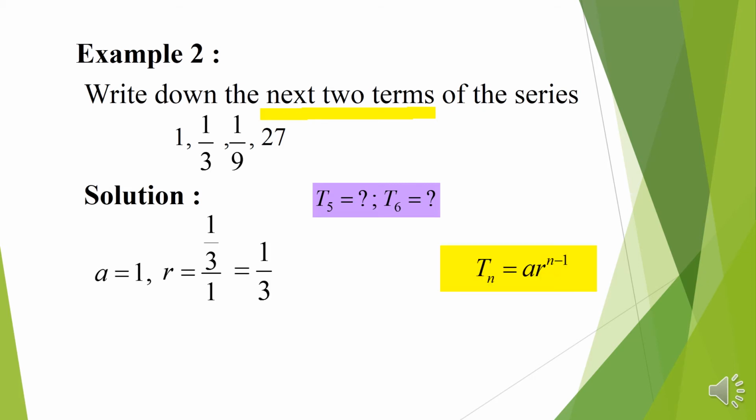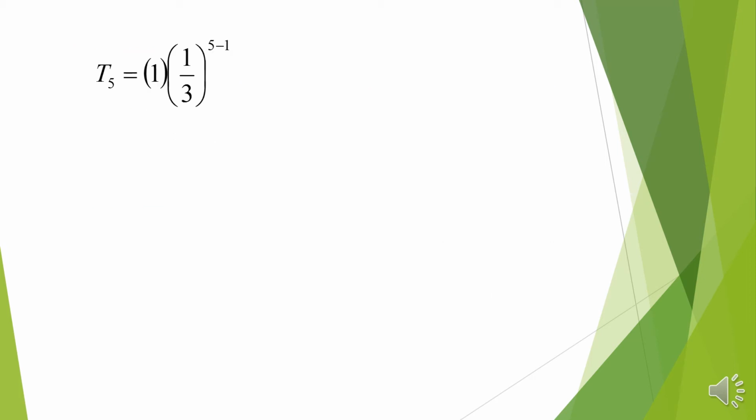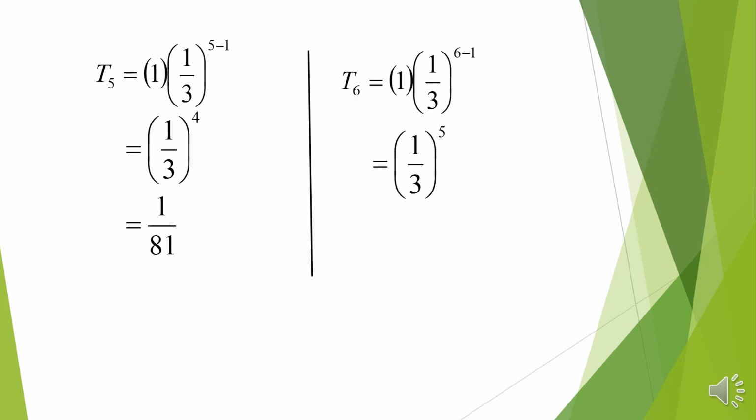Next we apply the formula Tn equal to ar^(n-1) to find T5 and T6. From here we substitute n equal to 5, a and r. What we will get here is 1 over 3 to the power of 4, and the answer is 1 over 81. And the next one is term number 6. For term number 6 we do the same thing. We substitute them, and finally we get the answer, 1 over 243.